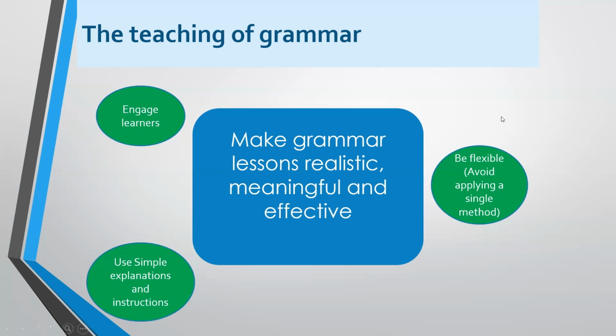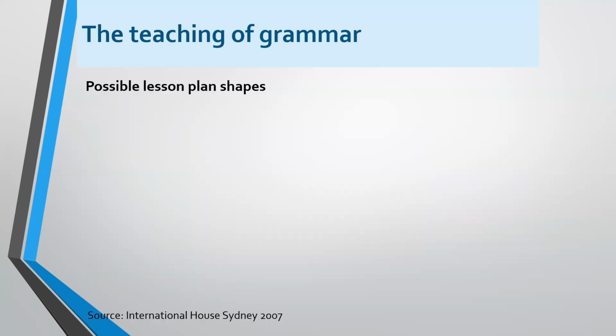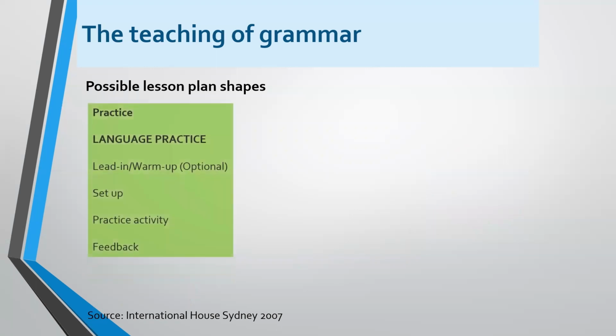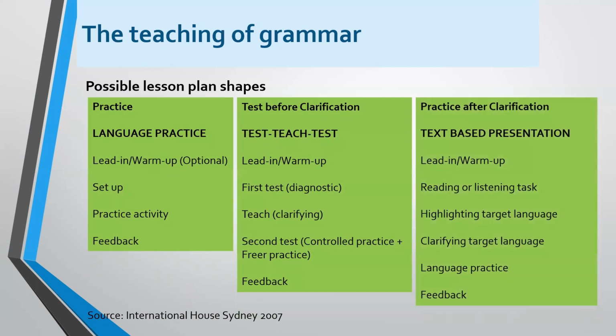Okay, then let's move on. Possible lesson plan shapes from International House here. So the first one is practice, exactly, language practice, which is not my favorite at all. Test, teach, test. First of all, there should be a warm-up task, for example. We can activate their schemata. After that, you give a test without explaining to them what exactly you are teaching. After that, explain and teach. Last of all, you give another test to check their understanding. Last of all, feedback. This is a structure.